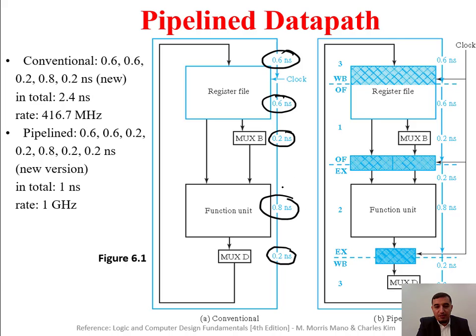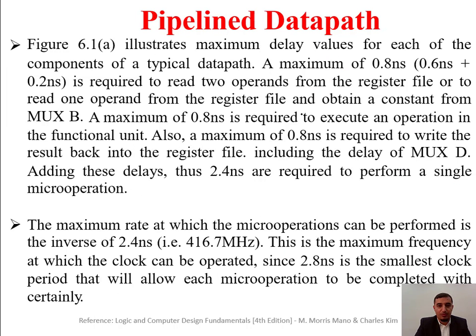This will give us 1 over 2.4 nanoseconds as our frequency for our processor. So if we are able to reduce this number, then we will have a higher frequency. In order to do that, we try to pipeline our data path. So this is our concept over here.